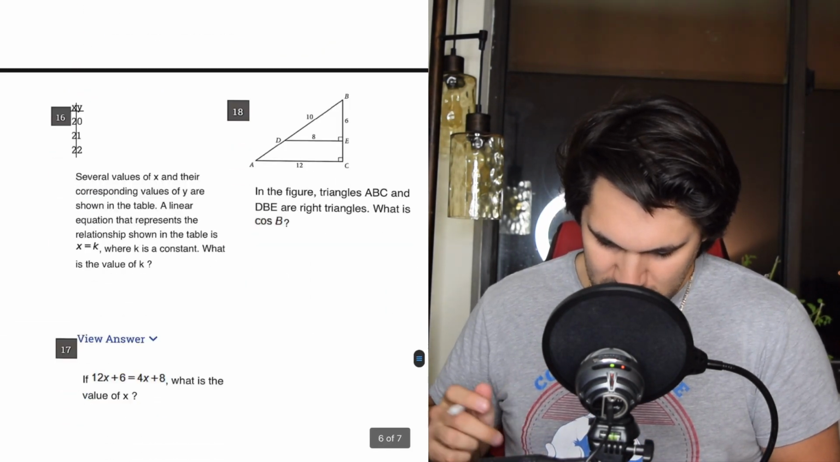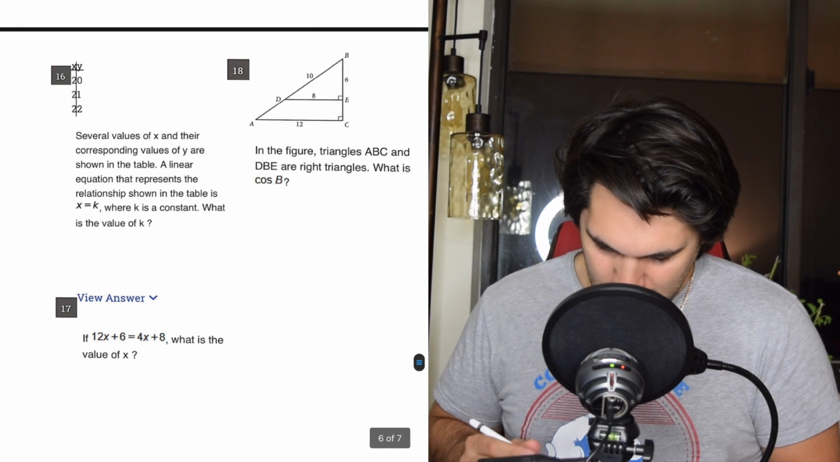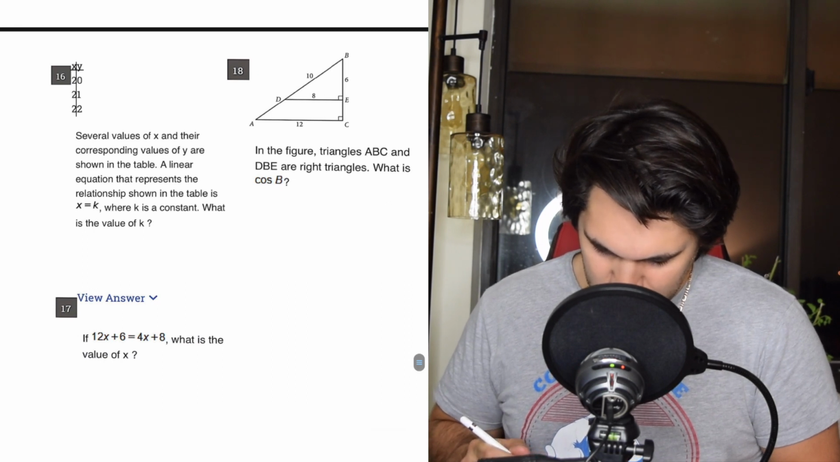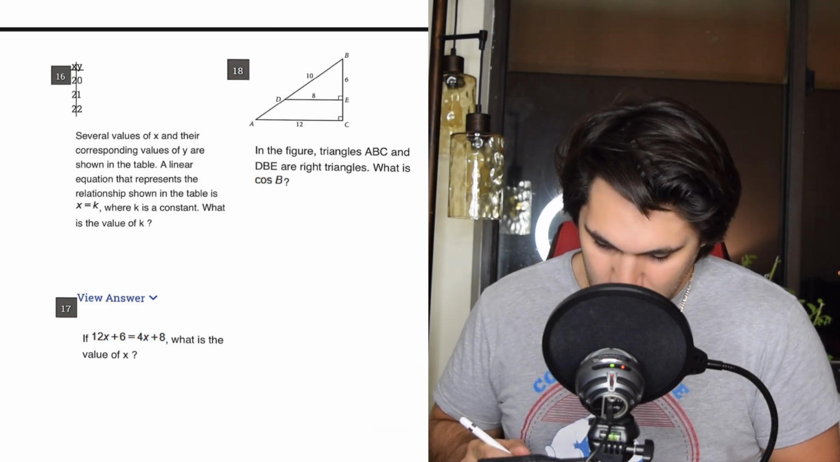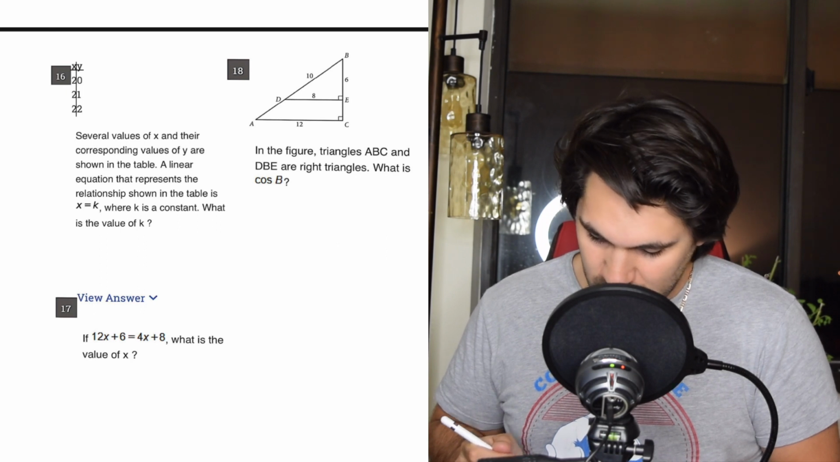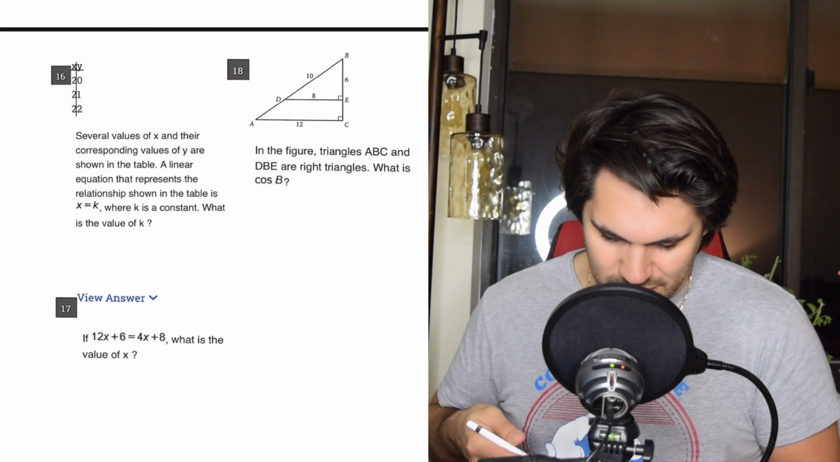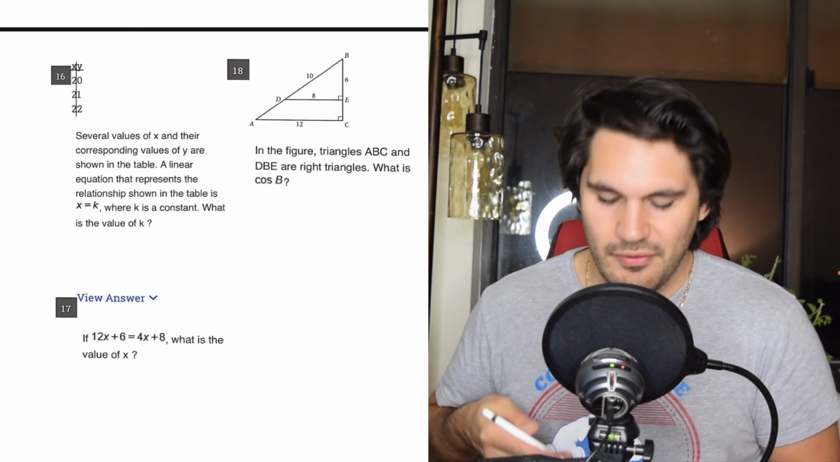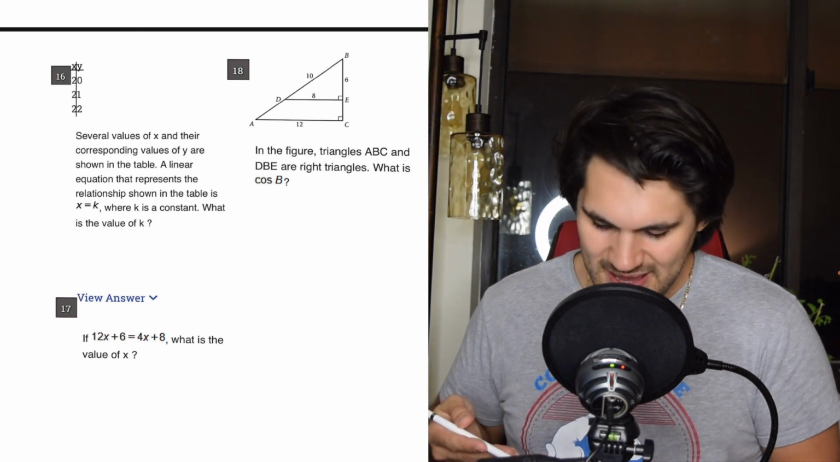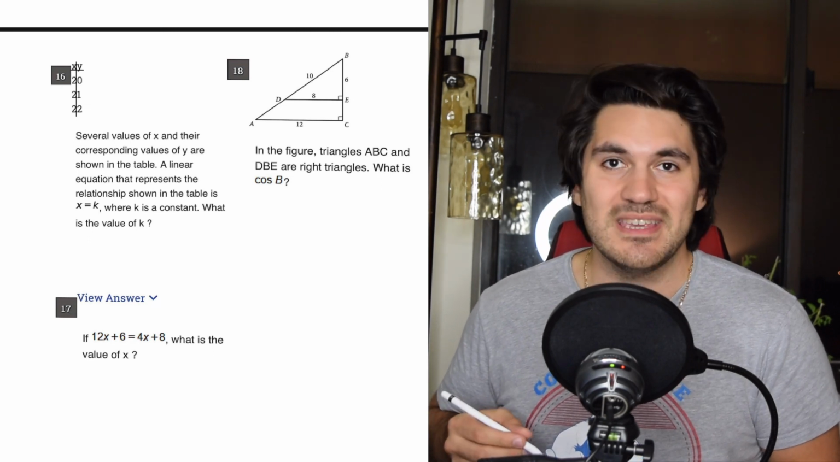Almost done. Number 16. Bunch of information, linear equation. What is the value of k, where x equals k? Well, if x equals k, and we have in this little table all the values of x are the same, they're just 2, right? That means that k has to be equal to 2.